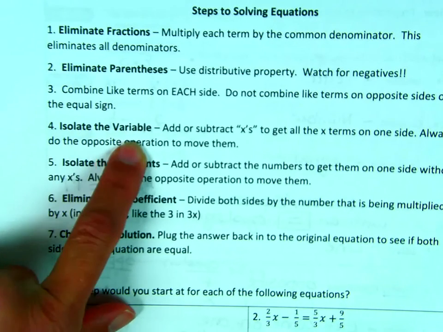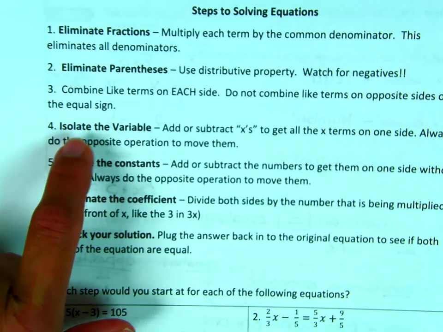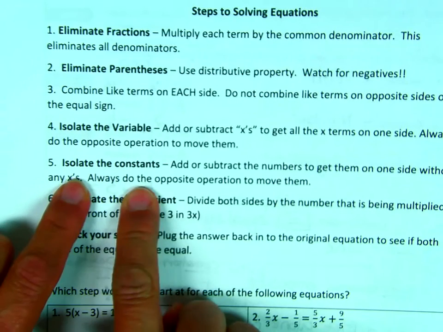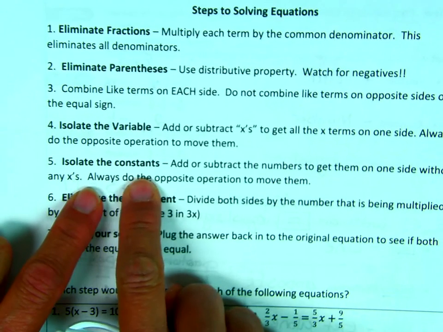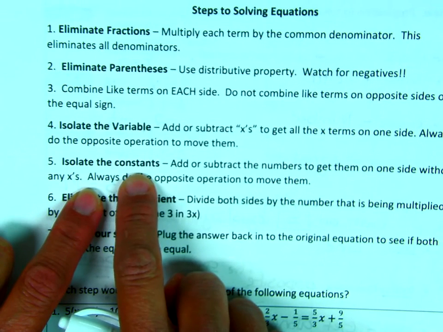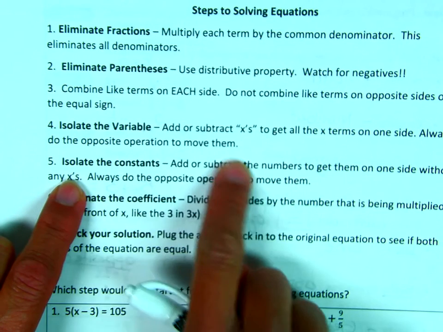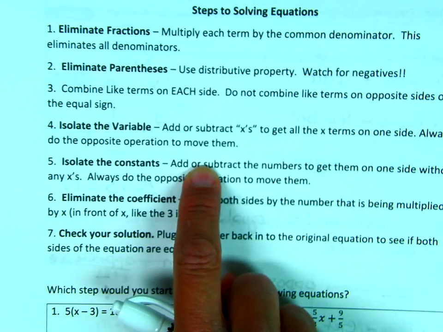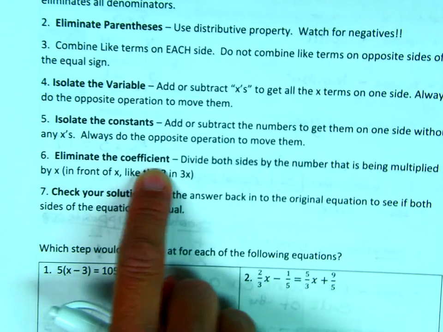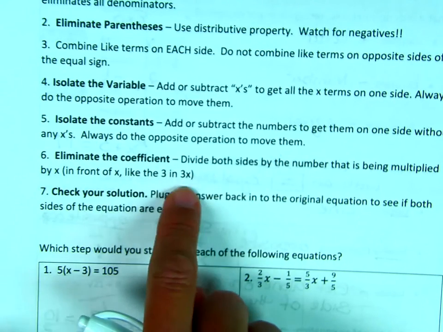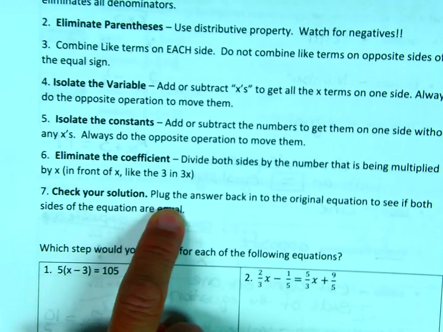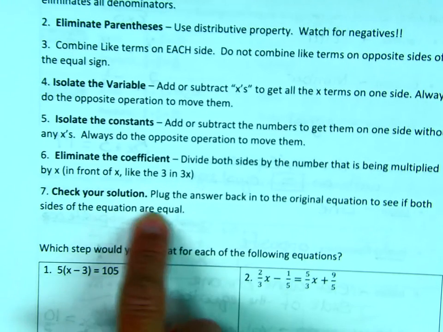Then isolate the variable. That means get all the variables on the same side, and you do that by adding or subtracting that x term. And then isolate the constant. Get all the constants. Remember, those are the numbers without being multiplied by x's or variables. You get all of them on one side the same way by adding or subtracting. You do the opposite of whatever's happening. The almost last step is to eliminate the coefficients, and you do that by doing the opposite. A coefficient is multiplied by an x, so you're going to divide, and then check your solution. This just makes you confident that you're correct.